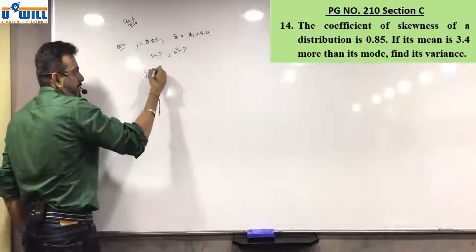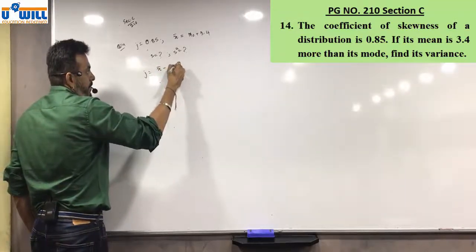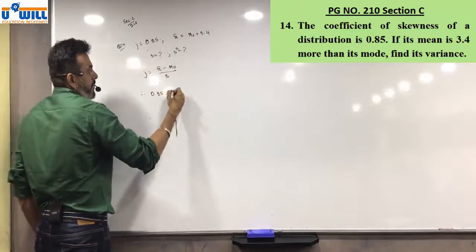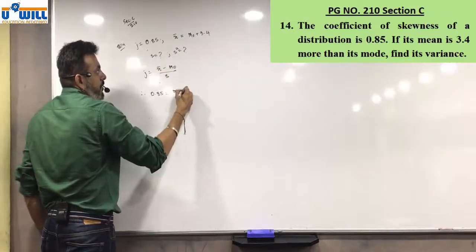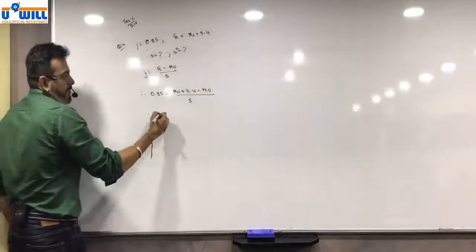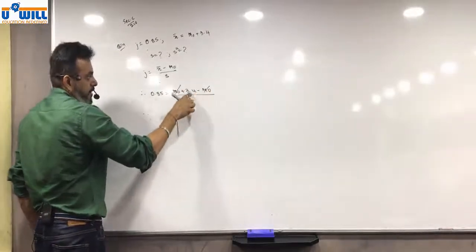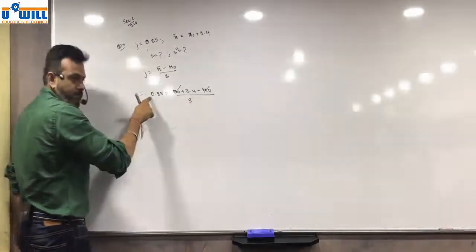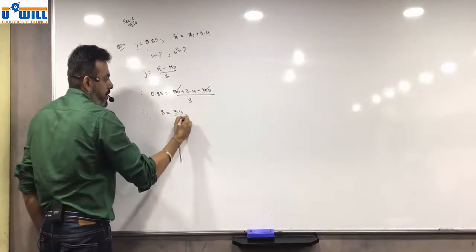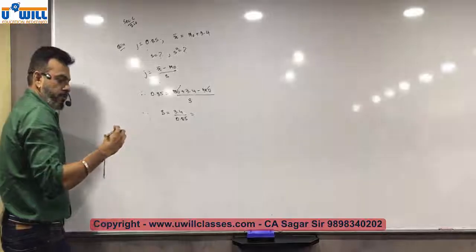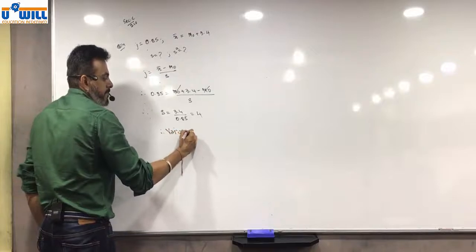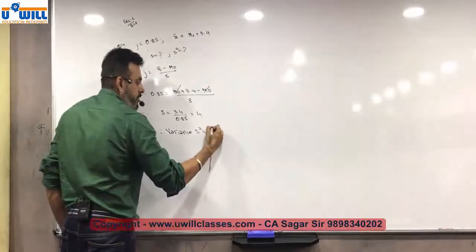Karl Pearson's formula, J is equal to x bar minus mode upon S. 0.85 is equal to, what is x bar? Mode plus 3.4 minus mode upon standard deviation. Therefore, the mode cancels, 3.4 stays here, standard deviation will come here, 0.85 over here. So standard deviation is 3.4 upon 0.85, which is equal to 4. Therefore, variance S square is equal to 16.